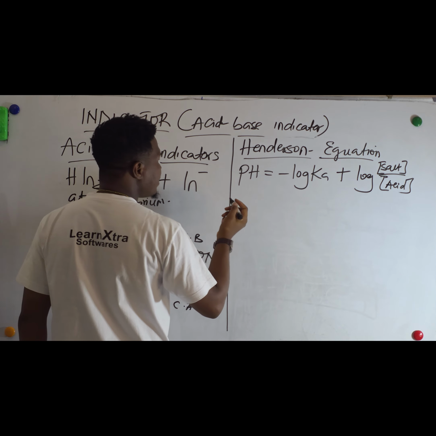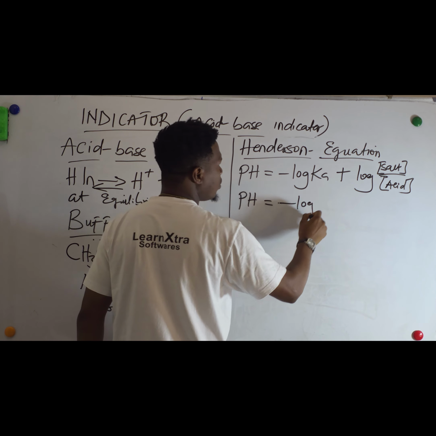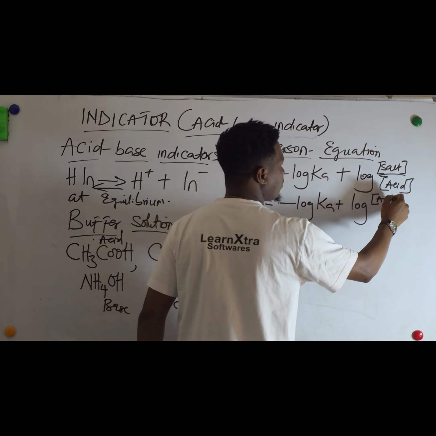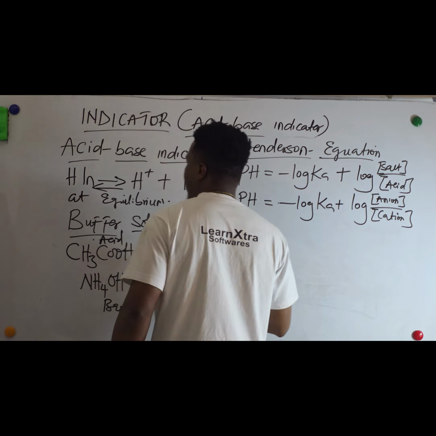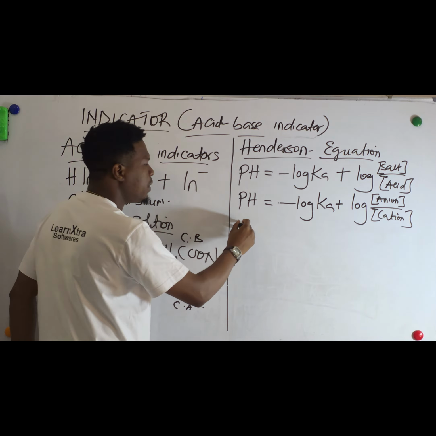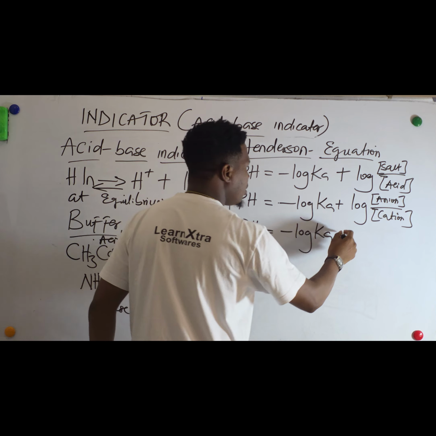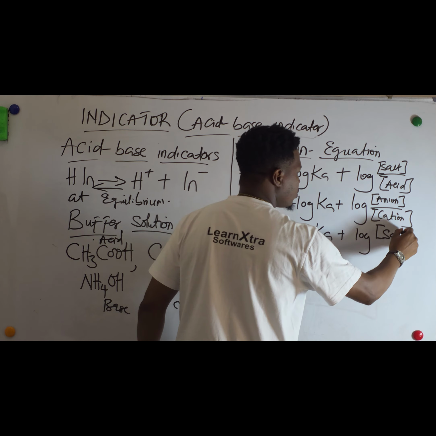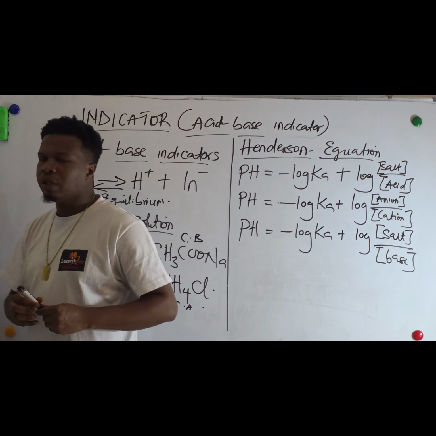We can also write this equation as pH of this buffer equal to minus log Ka plus log anion over cation. That is the equation that governs the buffer. We can also write it as pH equals negative log Ka plus log salt over base. So these equations are important.